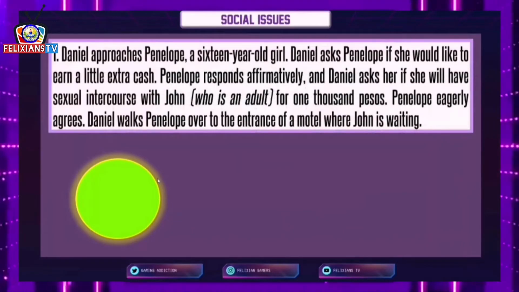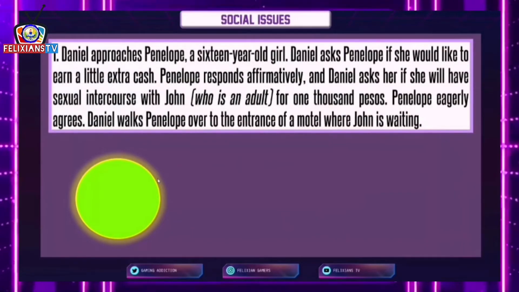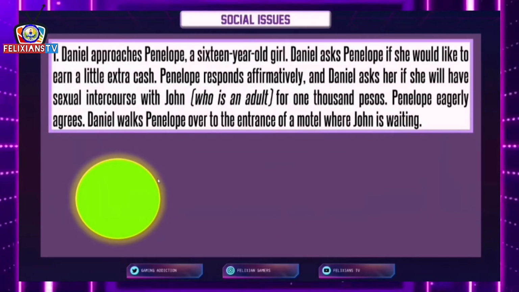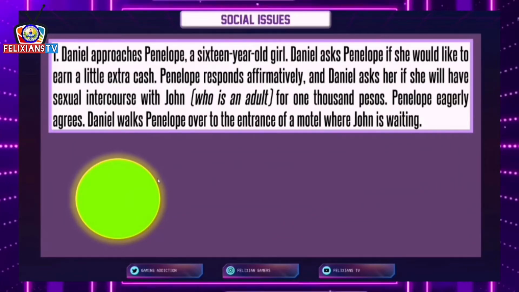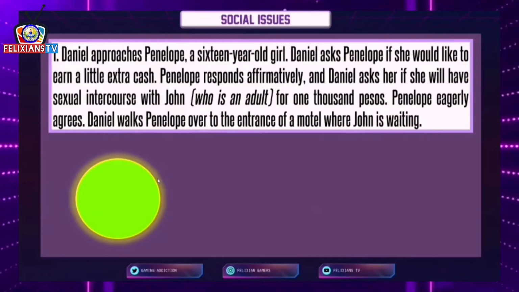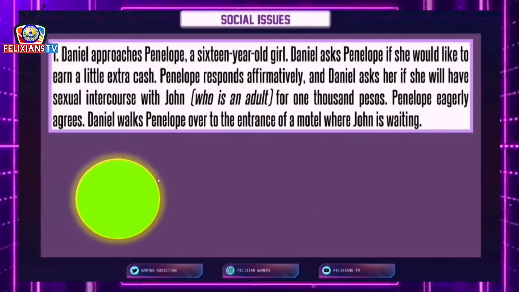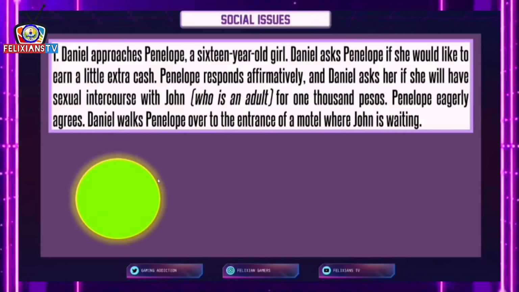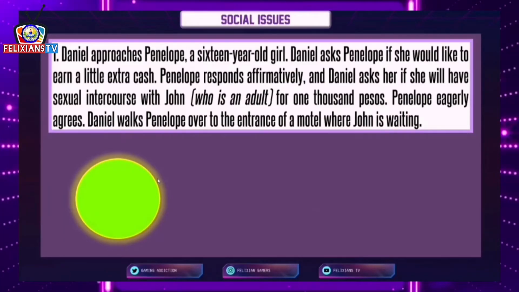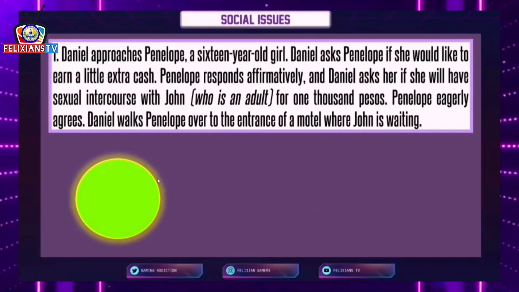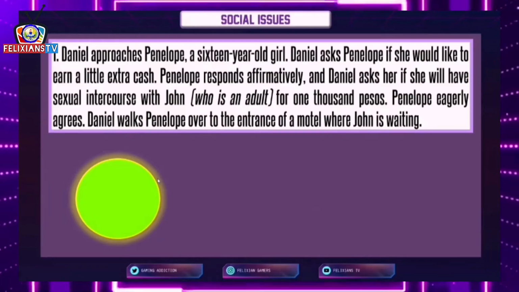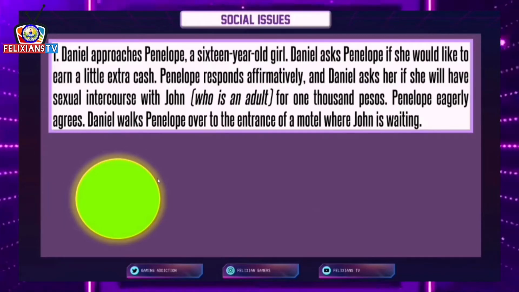Number 1. Danielle approaches Penelope, a 16-year-old girl. Danielle asks Penelope if she would like to earn a little extra cash. Penelope responds affirmatively, and Danielle asks her if she will have sexual intercourse with John, who is an adult, for 1,000 pesos. Penelope eagerly agrees. Danielle walks Penelope over to the entrance of a motel where John is waiting.